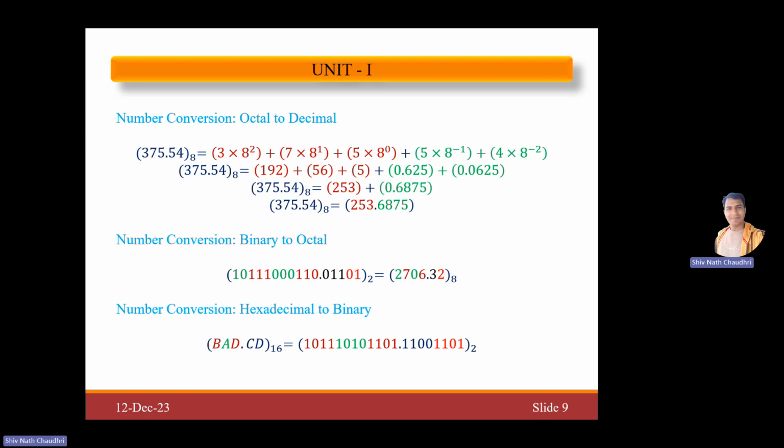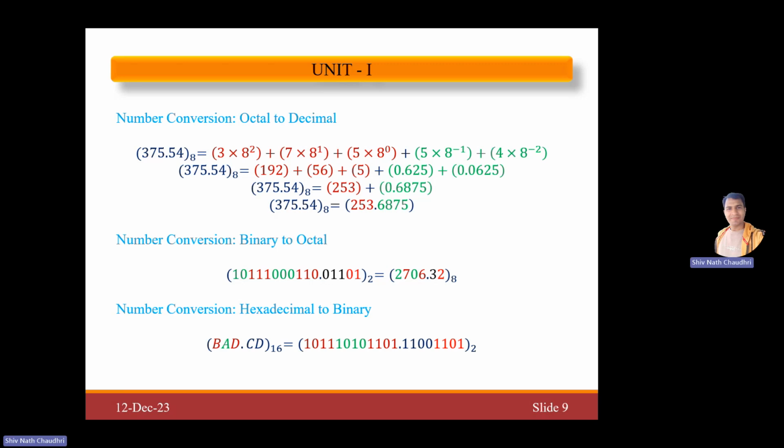The second category of number conversion is octal to decimal. This comes under others to decimal. In this case, you have to expand the number over the powers of the radix. The red color I have shown for the integer conversion and green color for the fractional conversion. You have to follow this approach for any other number system to the decimal number system.